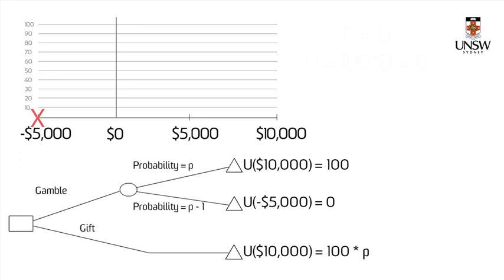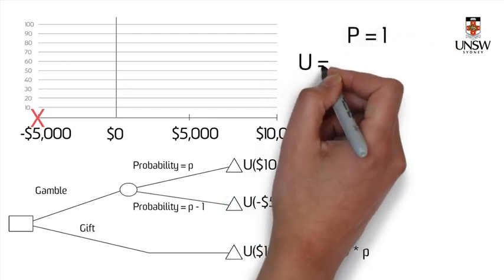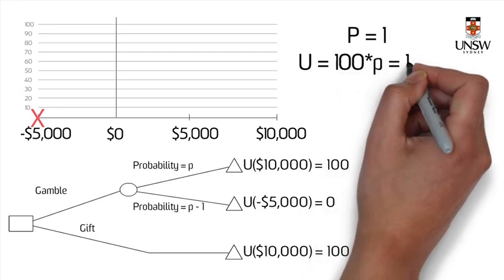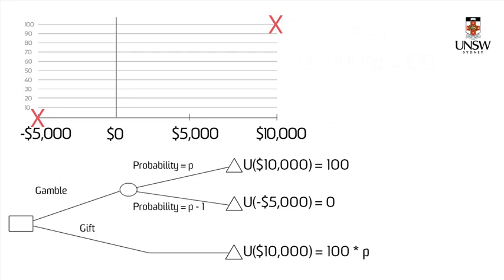So now, let's assume that the gift is $10,000. If you had a choice between getting $10,000 or taking this gamble, what probability would make the two choices equivalent for you? Well, the probability is either getting $10,000 or losing $5,000. So obviously, you'd have to have a probability of 1 to make them the same. The P would have to be 1, so therefore the utility would be 100 times P, which gives 100. So we insert this value in the graph. Now it starts to get complicated.